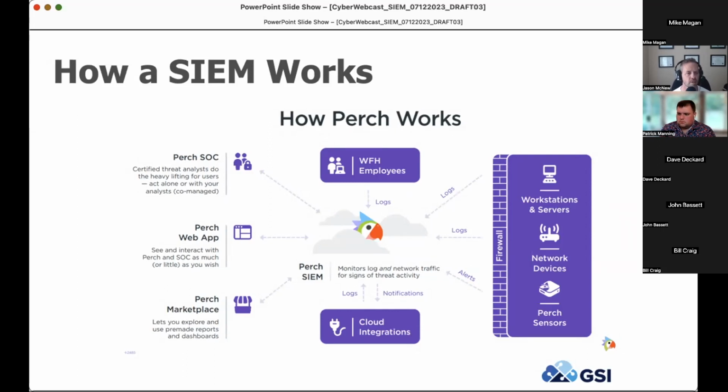So SIEM is in the middle here, and SIEM is going to ingest logs from web applications, from cloud integration, workstations and servers, network devices, sensors that are deployed on your network, and then it's going to send all of these things into a cloud-based security operations center that's going to monitor. It's going to ingest all of these logs and then correlate them, and then it will notify a human if a human needs to take an action on something. Next slide.